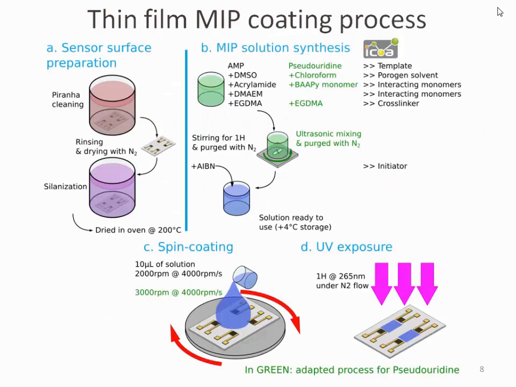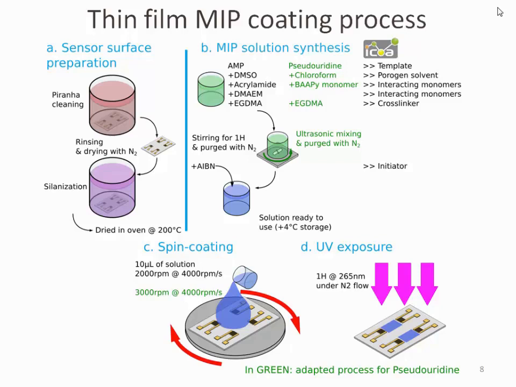In order to process these MIPs in film form, we first use a sensor surface preparation step. Remember we have a SiO2 guiding layer on top of the sensor. So we start with the piranha cleaning, rinsing and drying with nitrogen. Then we proceed to a silanization in order to have good adhesion between the SiO2 and the MIP material.